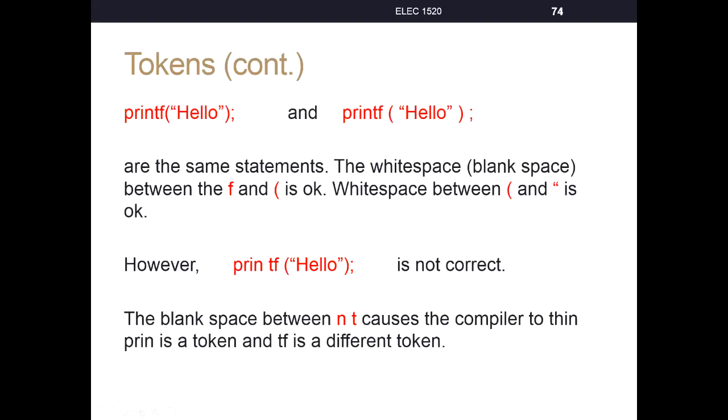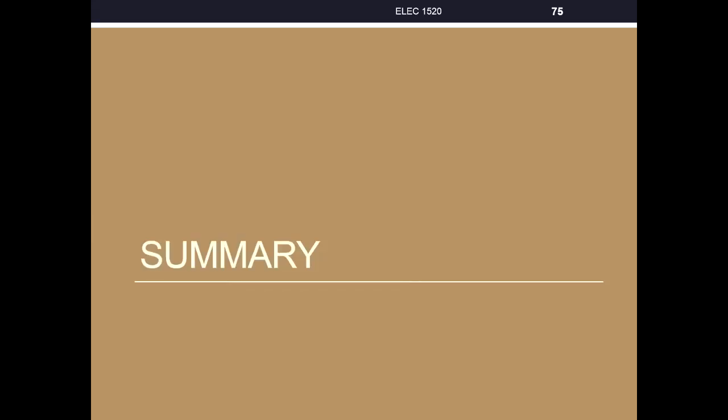What's not the same, though, is you cannot put white space in the name printf. Printf is the name of our function. When the compiler sees this white space, PRIN, blank space, TF, it thinks this is a token, and this is a token. So now it thinks this line has 6 tokens, and it will issue a warning. So you do have to be careful where you put white space. Don't break up identifiers with white space in the names.